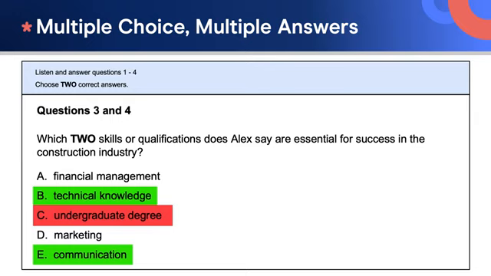He also mentions being able to set project budgets, oversee payments, and ensure financial resources are used efficiently. But again, this is just something that can be important and is more relevant to managerial roles, so again, it's not essential. So hopefully you now have a better understanding of multiple choice questions in IELTS listening.